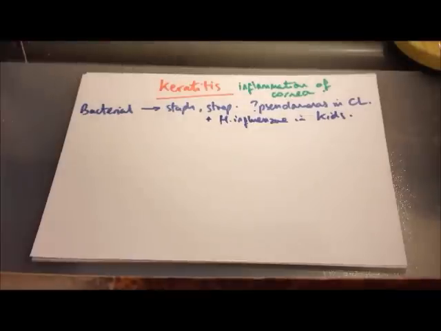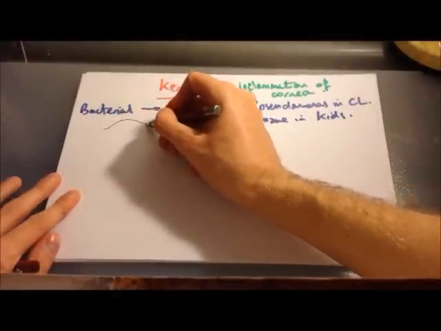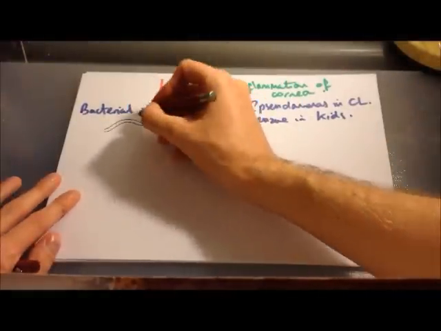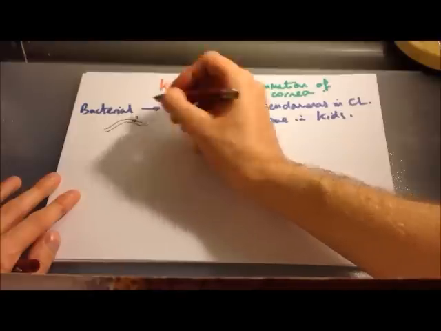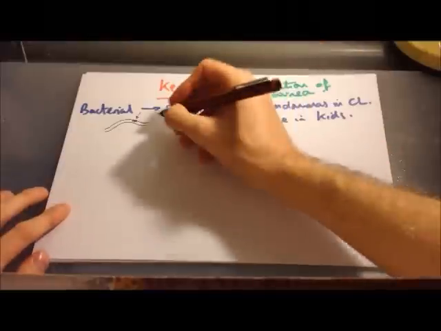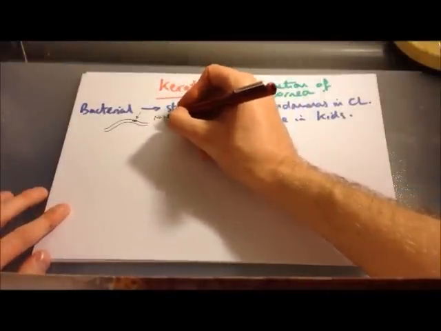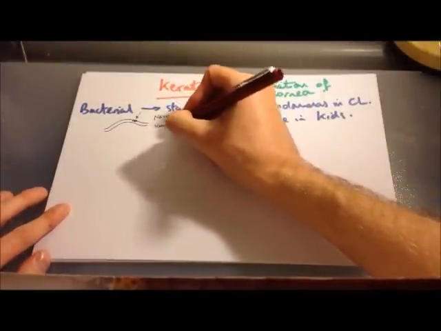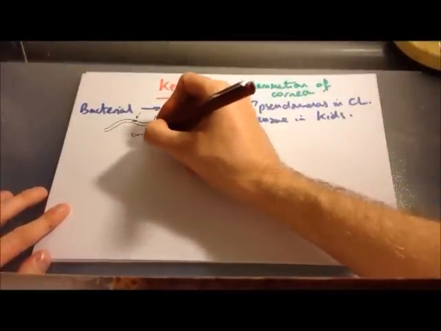Most bacteria need the corneal epithelium, so the outer layer, to be compromised in order to infect the cornea, but Neisseria and Haemophilus, so those found in children and neonates, are the exception to this. They do not need any corneal compromise.